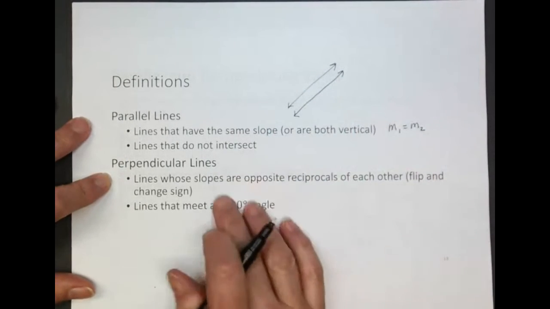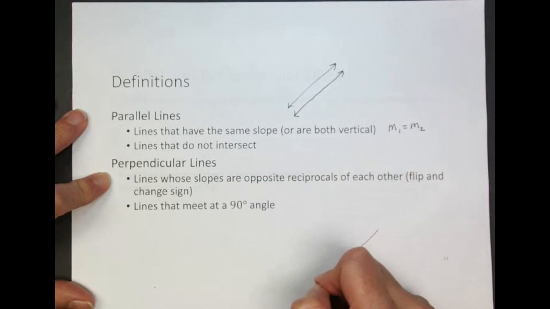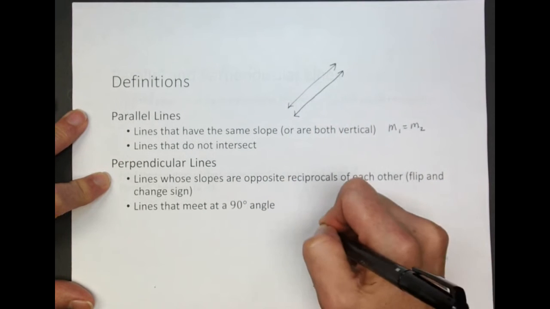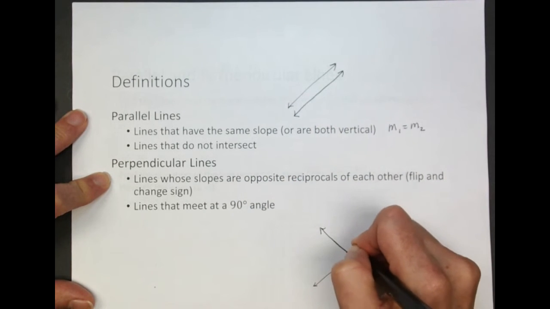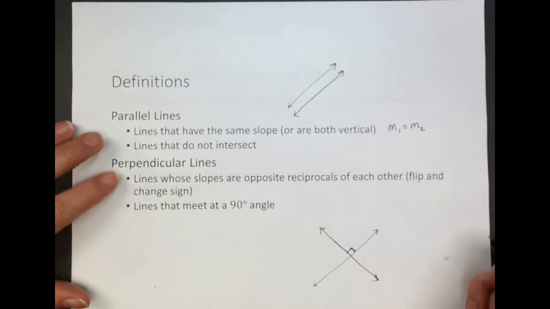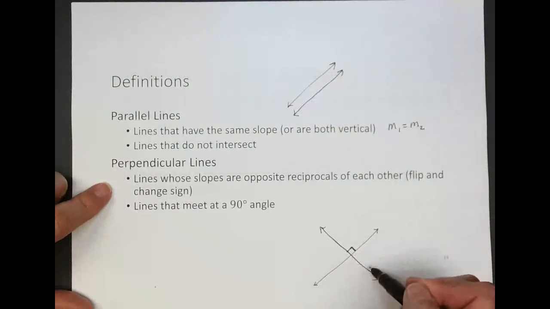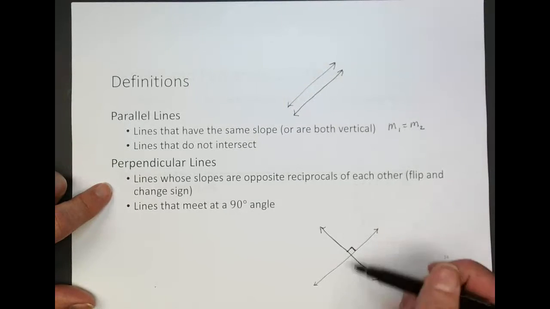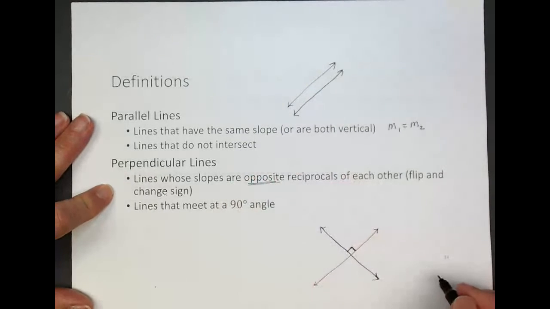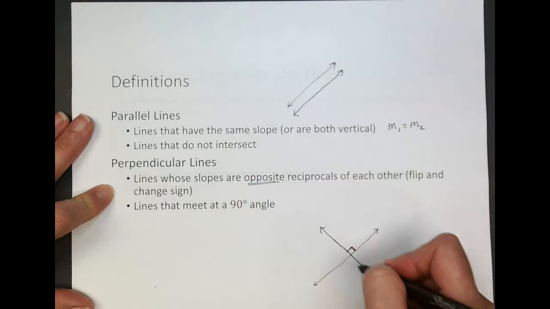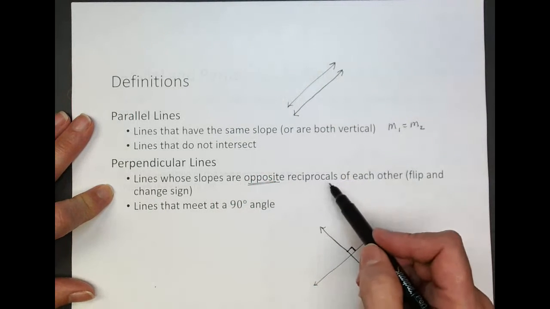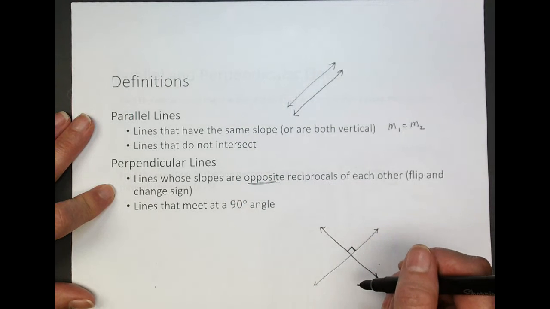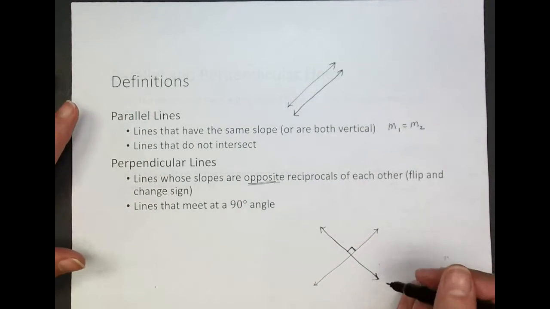Compare that with perpendicular lines. Perpendicular lines do intersect. In fact, they intersect at a 90-degree angle. So here's an example. Pretend that that's a right angle there. Here's an example of perpendicular lines. Now the slopes of these two lines are opposite reciprocals of each other. Opposite just means they have opposite signs. Look, the slope of one is positive, the slope of the other is negative. Reciprocals just means when I multiply them together, it will equal 1 or negative 1.